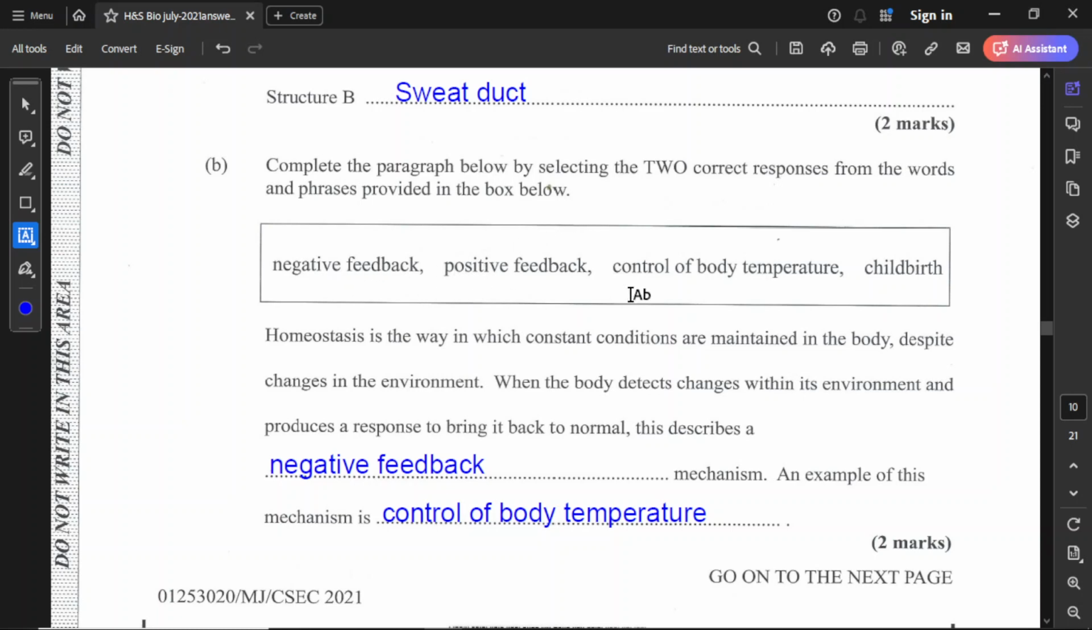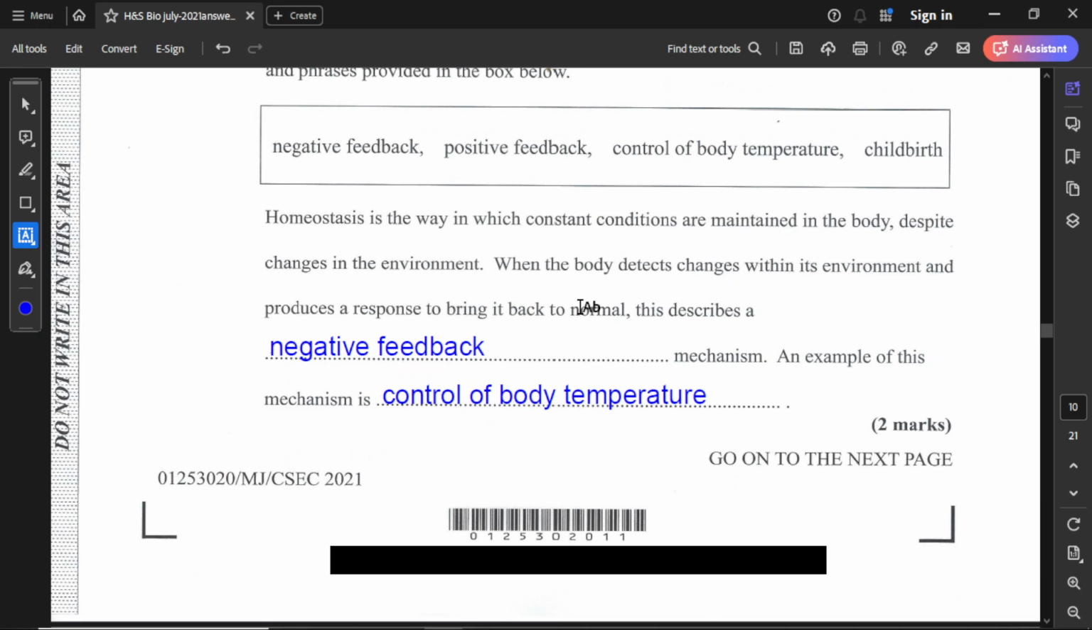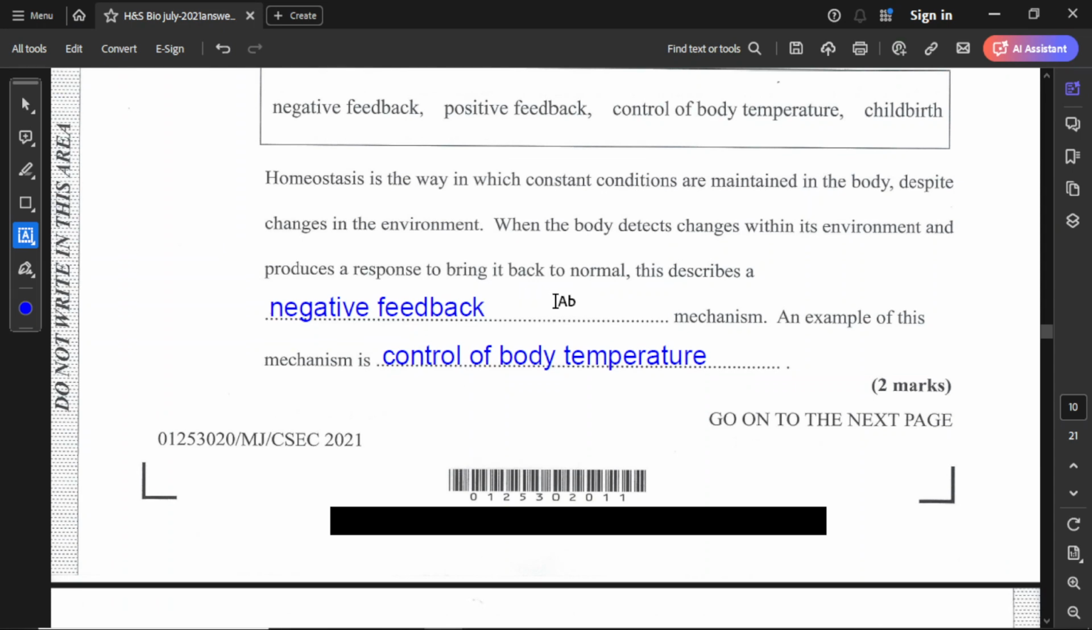All right, so they give us a number of things here: negative feedback, positive feedback, control of body temperature, childbirth. And here it said that homeostasis is the way in which constant conditions are maintained in the body despite changes in the environment. This is a good way to remember what homeostasis is. Internal conditions are maintained regardless of what is happening externally. When the body detects changes within the environment and produces a response to bring it back to normal, this is describing a negative feedback, because you bring it back in an opposite way.